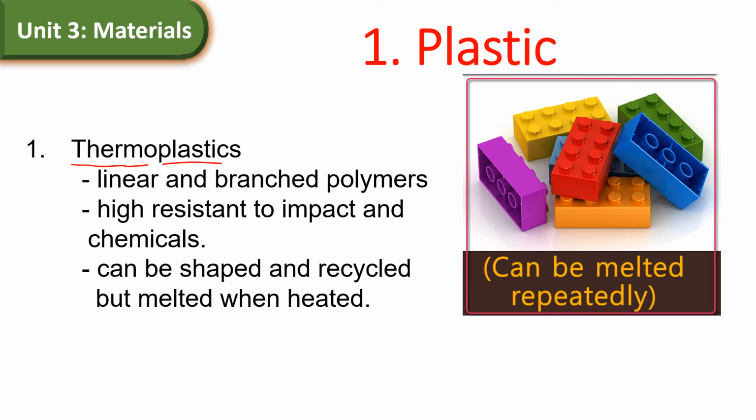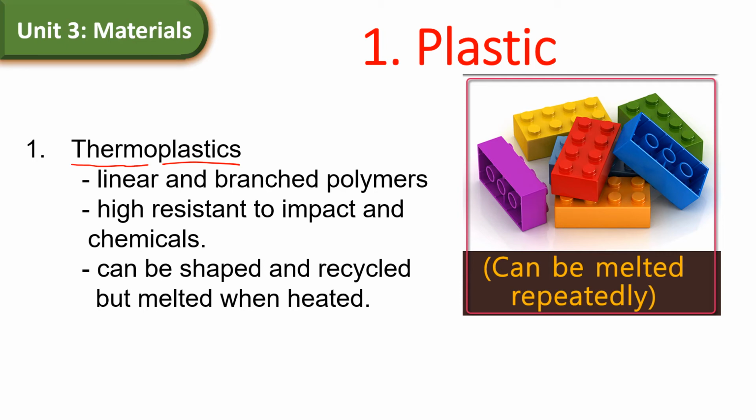Thermoplastic. So thermoplastics, that's the first type. The second type is your thermoset. Thermoset plastics. So let me have first your thermoplastic. Thermoplastics are examples of your linear and branched polymers. The good thing is that they are highly resistant to impact, meaning if you drop them, they don't break.